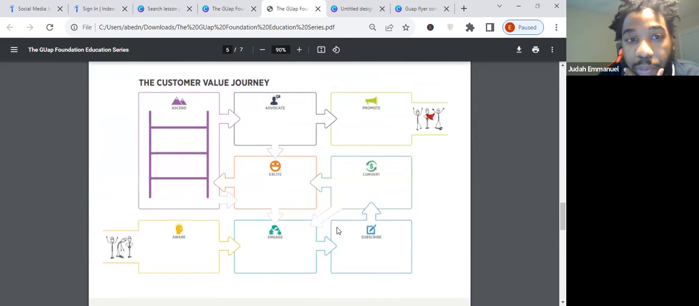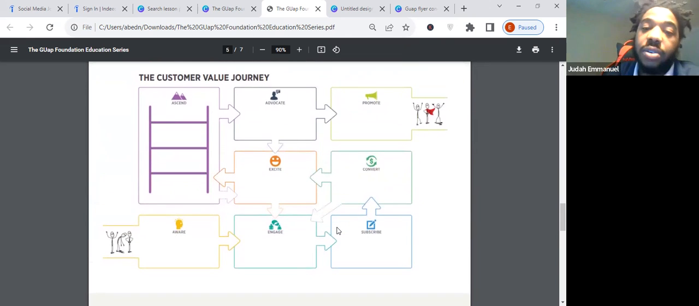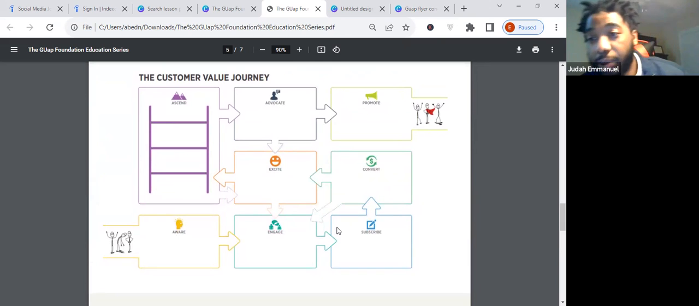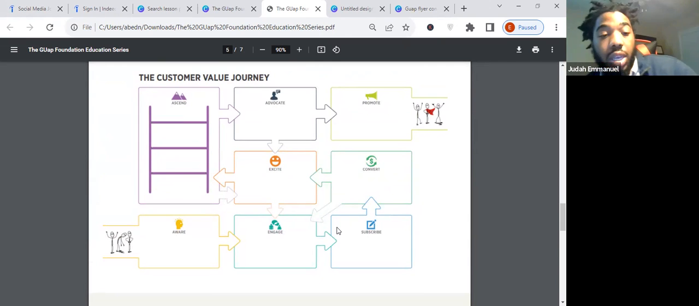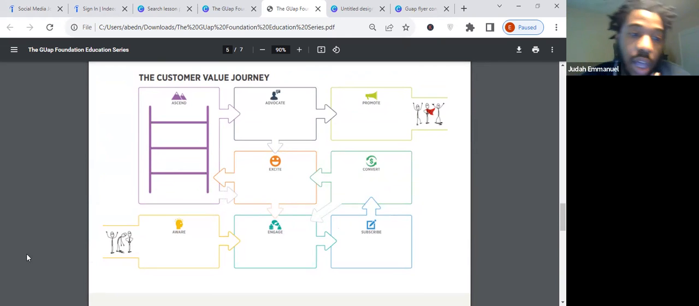So this right here is called the customer value journey. It's not something I made up, not by any means. It's something that's been around for a very long time. It's how we focus on where our content and where our campaigns will push our consumers and who we're actually targeting within our consumer journey. These people have no idea you exist.